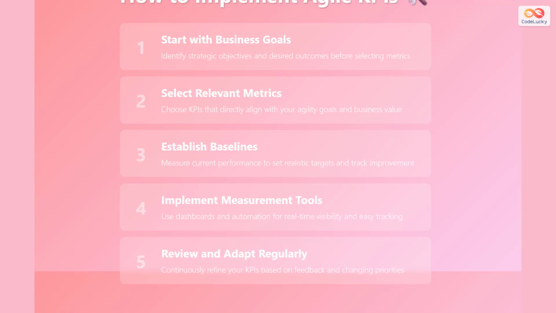Finally, review and adapt regularly. Continuously refine your KPIs based on feedback and changing priorities. What works today might not work tomorrow, and your metrics should evolve with your organization.